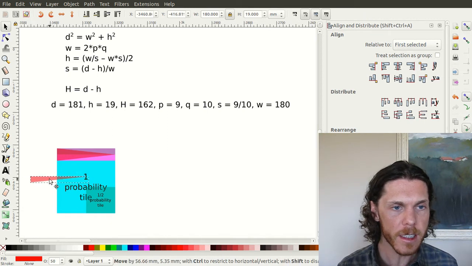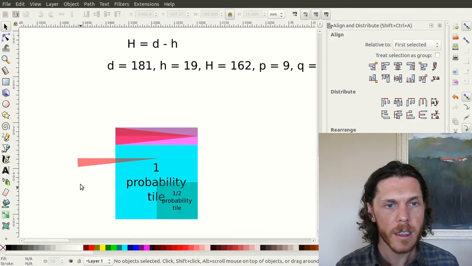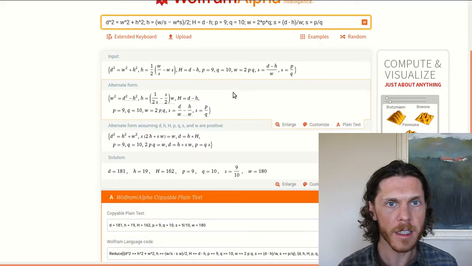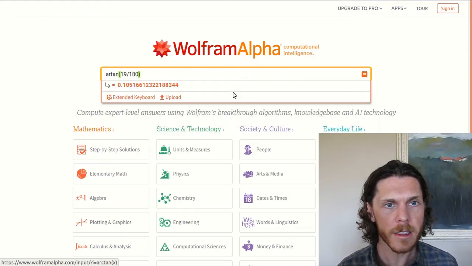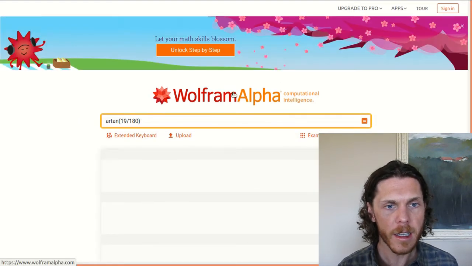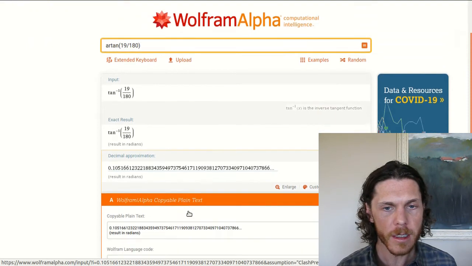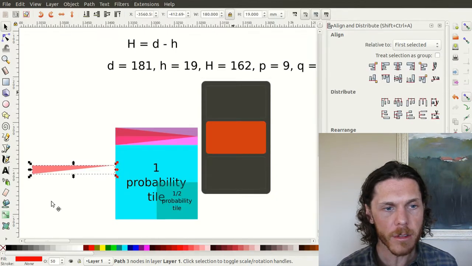So now let's see how that uppercase H, the 162 height, relates to the D diagonal. Taking that triangle and finding its radians, arctan 19 divided by 180. So height divided by width, and we get 0.105 roundabout radians. Copying it for reference.